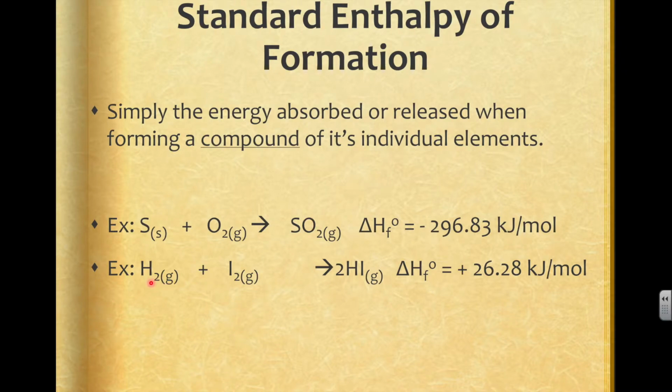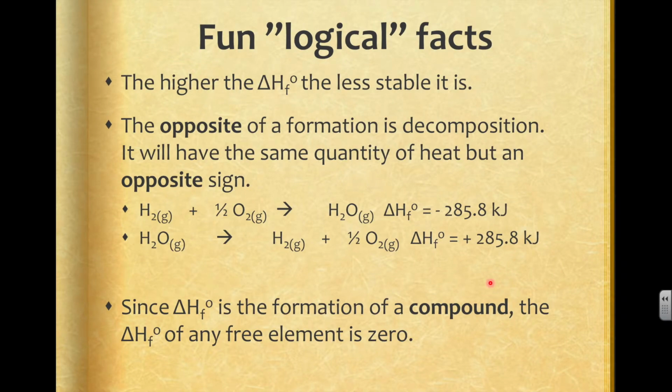Now, if you cram together hydrogen and iodine, you'll make HI, and that will actually absorb 26.28 kilojoules per mole. So there's a fun fact about it: the higher the delta H, the less stable it is. So the more negative it is, the more stable it is. Kind of an interesting thing.